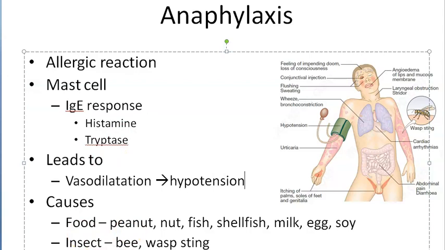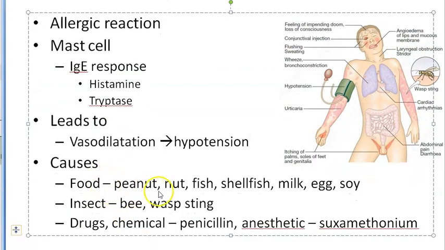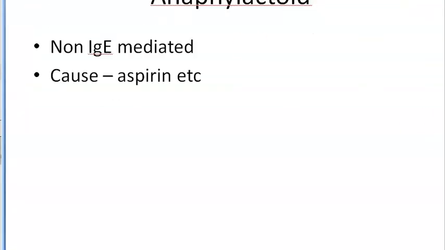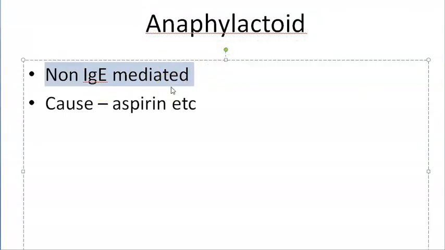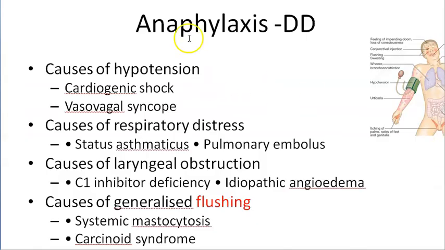So what are the causes? The causes can be food like peanut, fish, milk, egg, soy, insect bites like bee, wasp, drugs like penicillin, anesthetics like suxamethonium, etc. Then you have something called an anaphylactoid reaction, where it is not mediated by IgE. Causes can be aspirin, exercise, etc.